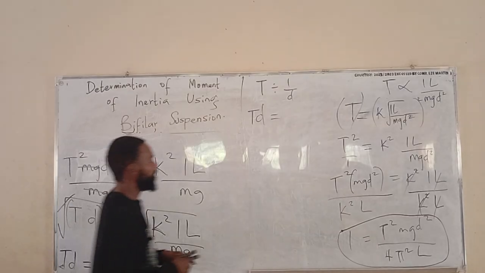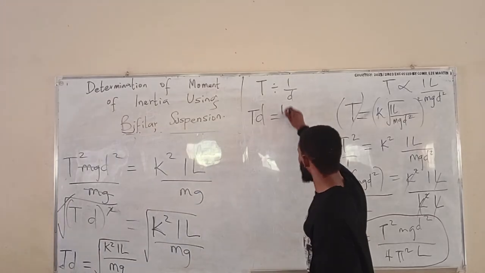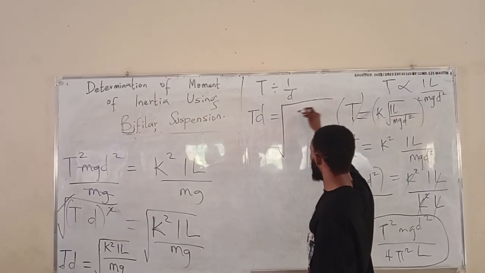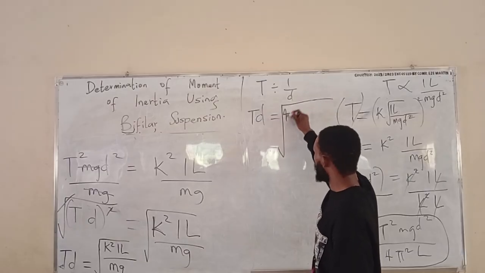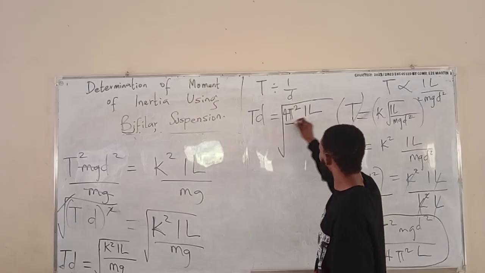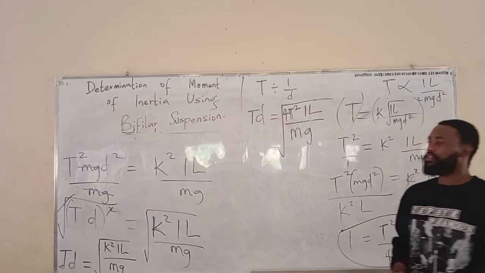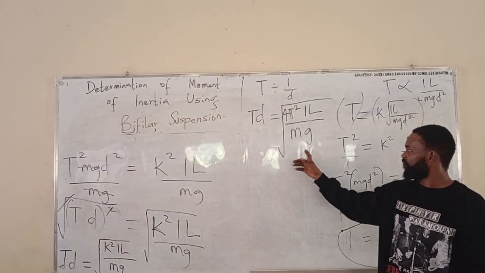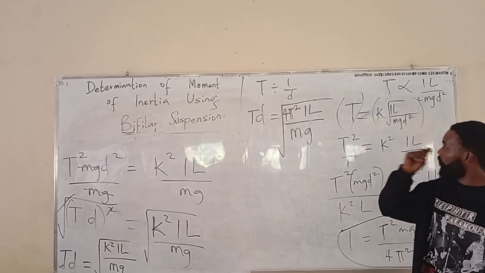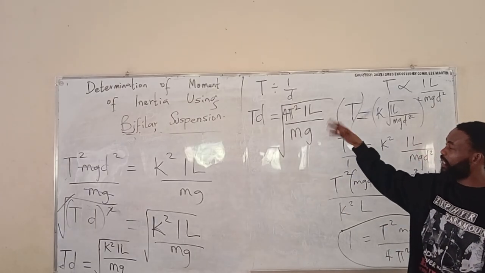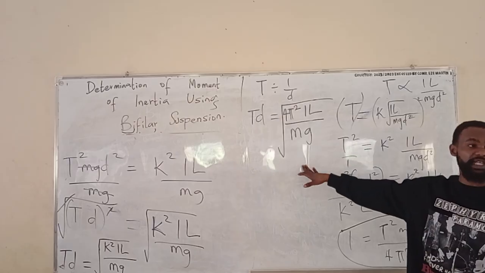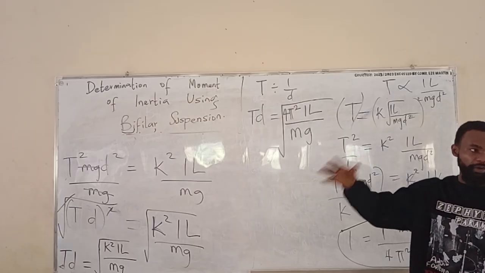And do you remember that K squared is the same thing as saying 4 pi squared IL all over mg. There are so many things. Sometimes you might see this thing as force, but when you know this, as we progress, you will start to see most of the things we are doing as practicals. We'll still treat it as a topic.